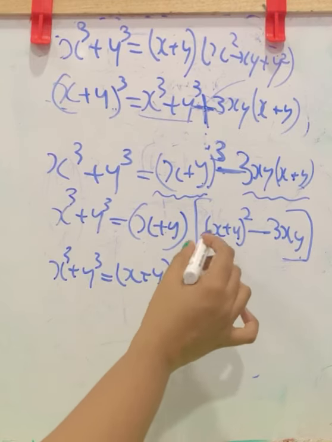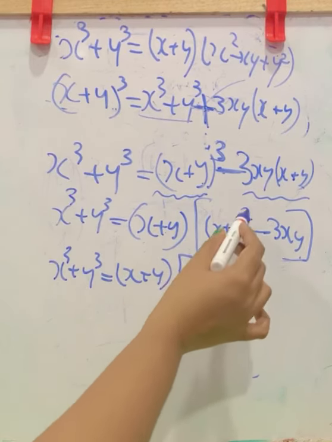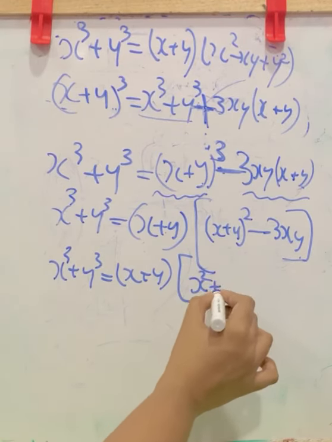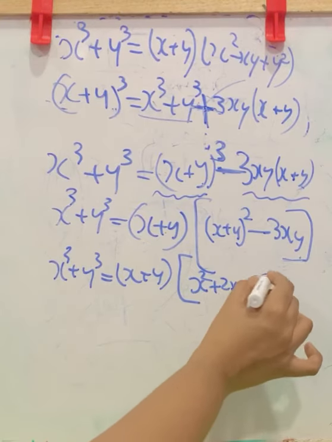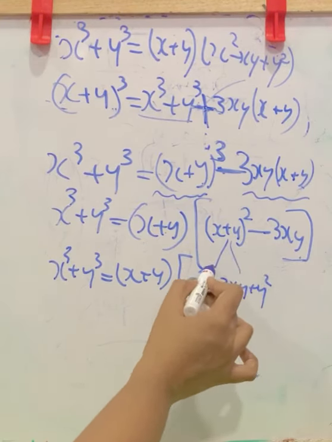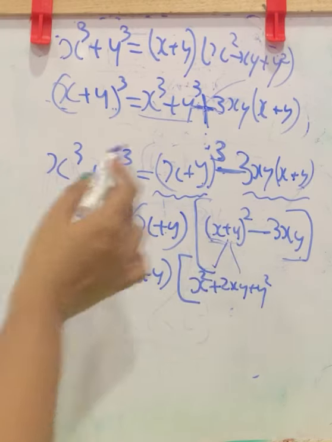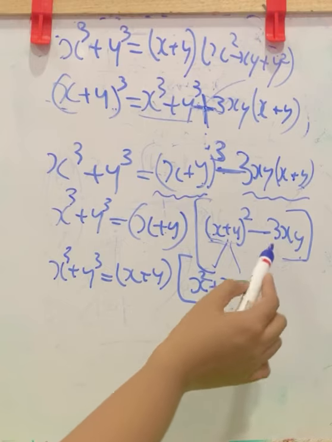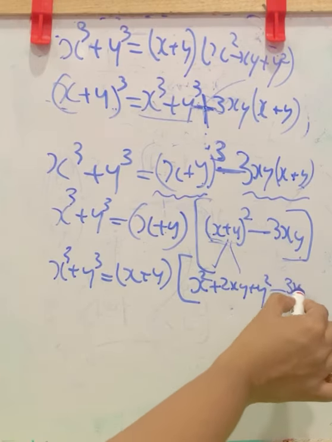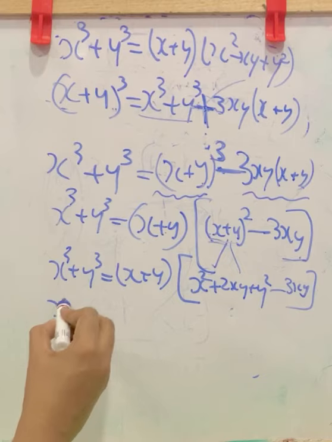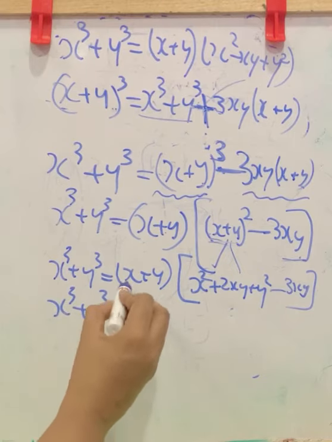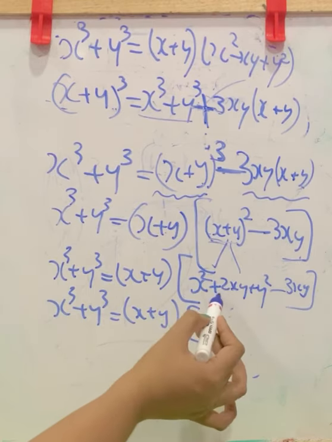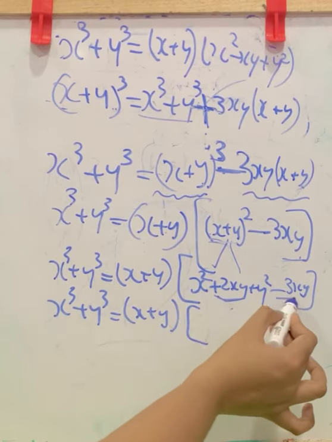Now inside the bracket you can see x plus y whole square, that is expansion x square plus 2xy plus y square, right? This we expanded like this. This is an identity x plus y whole square. So expanded like x square plus 2xy plus y square minus 3xy is here inside the bracket. Now x cube plus y cube is equal to, take this x plus y here. Now inside this bracket we can see plus 2xy and minus 3xy.